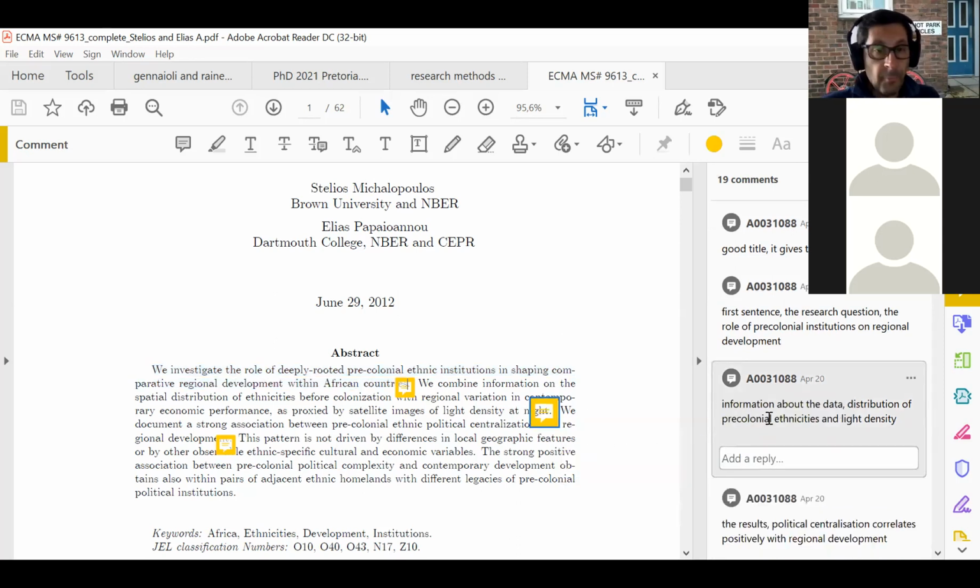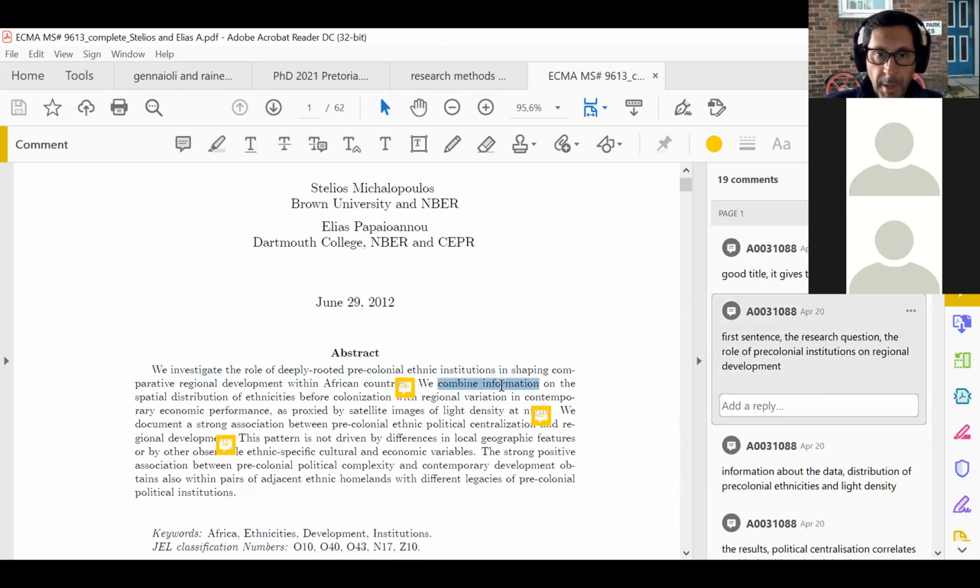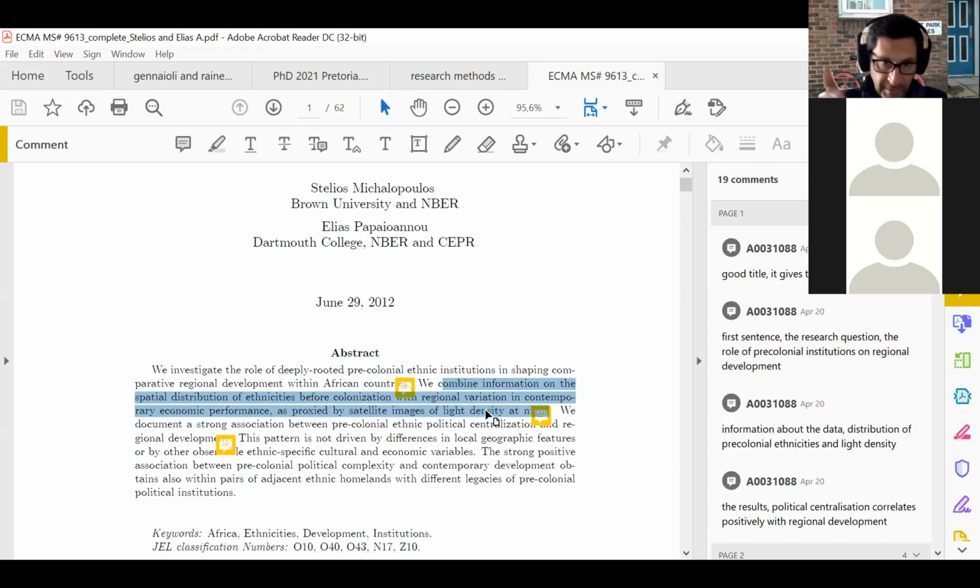And then they provide in the abstract information about the data, distribution of pre-colonial ethnicities, and light density. So they combine information on the spatial distribution of ethnicities, so they have the ethnic boundaries before colonization, with regional variation in contemporary economic performance. How do they proxy for economic performance? Well, they proxy by satellite images of light density at night. So they are using lights, right?